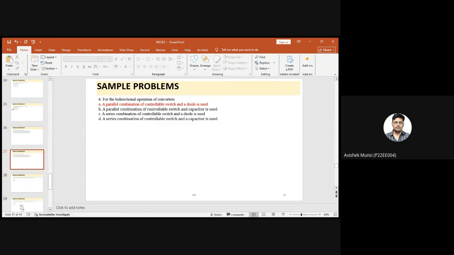For bidirectional operation, we need a parallel combination of a controllable switch and a diode. That means, suppose we have an IGBT and an anti-parallel diode. In this kind of situation, it will act as a bidirectional switch. Or if we have a MOSFET, the MOSFET has a body diode itself, which I discussed in the first or second lecture. So these are the switches which we can use for bidirectional operation.